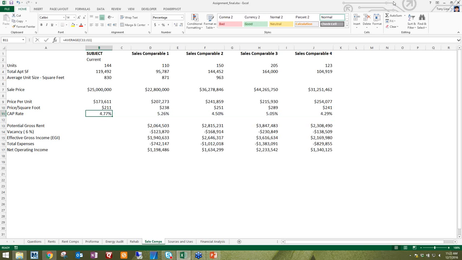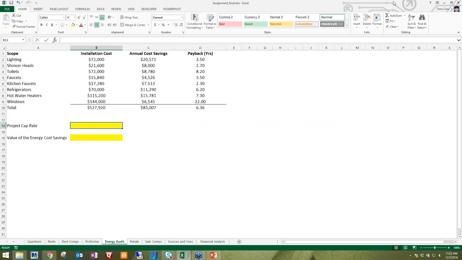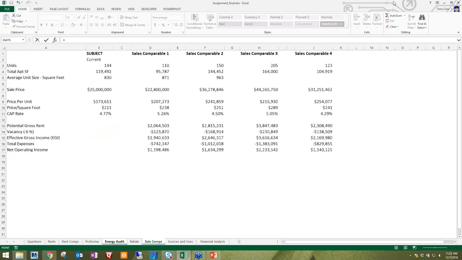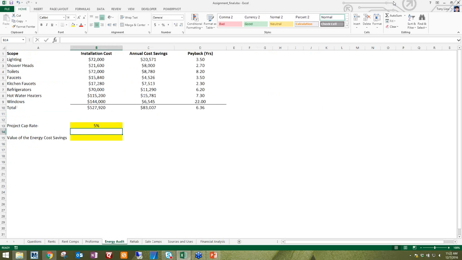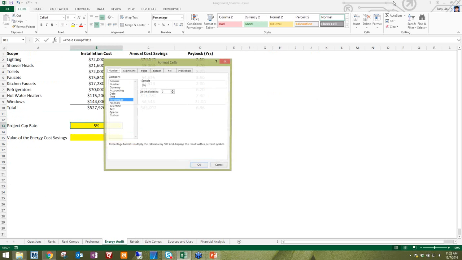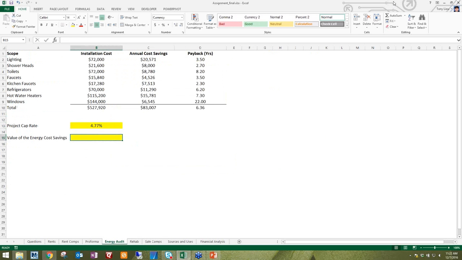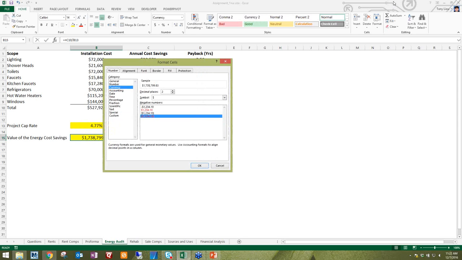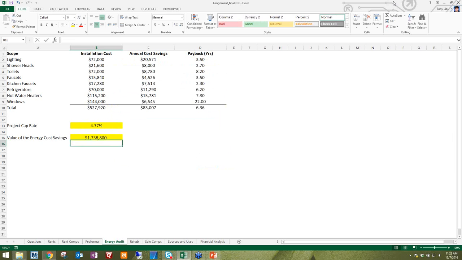So I'm going to exit at a 4.77% cap rate. So in here, I'm going to say, okay, the project cap rate is what the market cap rate is, 4.77. And the value of energy cost savings is the annual cost savings divided by the cap rate. So you're looking at, let me clean this up a little bit, a $1.73 million value to this based upon a 4.77 cap rate.